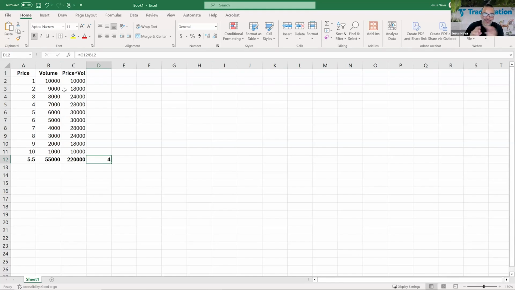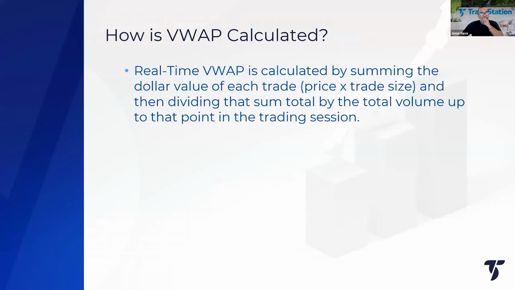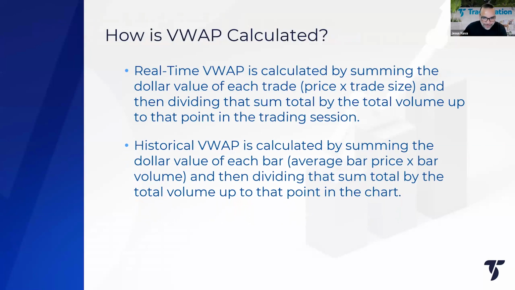So I wanted to give you this example so that you see the straight calculation that happens from the beginning of the day, where every single trade is multiplied by its size and we get the trade value. And it's just adding all those trade values together. And at the very end of the day, or any time throughout the day, if you want real-time calculation, it's going to divide it by the total volume traded up to that point. So pretty cool and pretty straightforward. When it comes to historical VWAP, though, it is done by summing the dollar value of each bar.